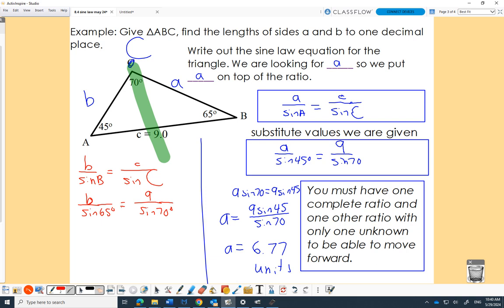I'm not waiting for someone else to answer. I'm shouting it out right now. Cross multiply, right? That's why I beat cross multiply to death. It just keeps being useful, this cross multiply move. So I get B sine 70 equals 9 sine 65. Did I leave enough room here? I don't know if I did. B equals 9 sine 65 all over sine 70.